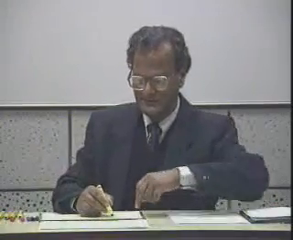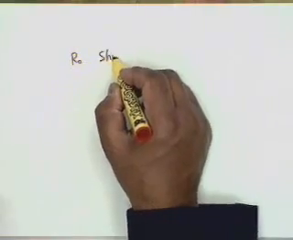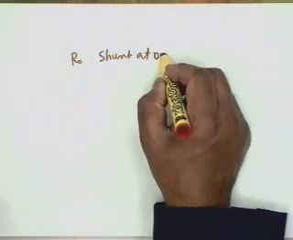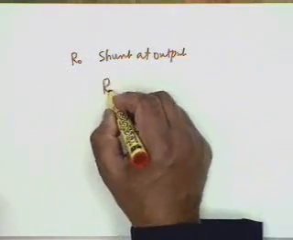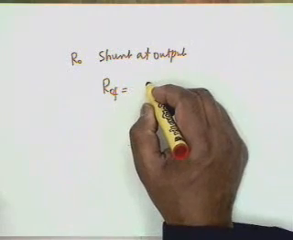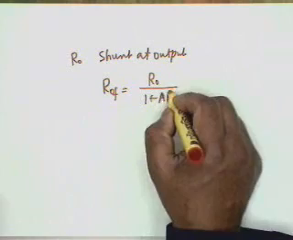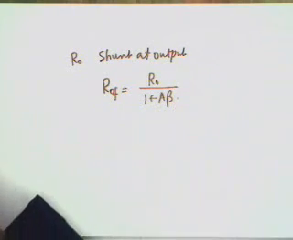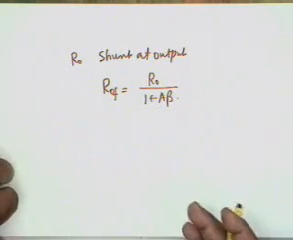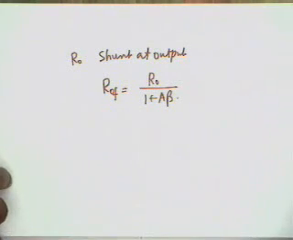It does not matter. If the output connection, the sampling connection, is a series connection, then the output impedance increases. In a similar manner, if it is a shunt connection at the output, then the output impedance R0F, pardon me, decreases by the same factor 1 plus A beta. I leave these proofs to you. Please do try to establish them.